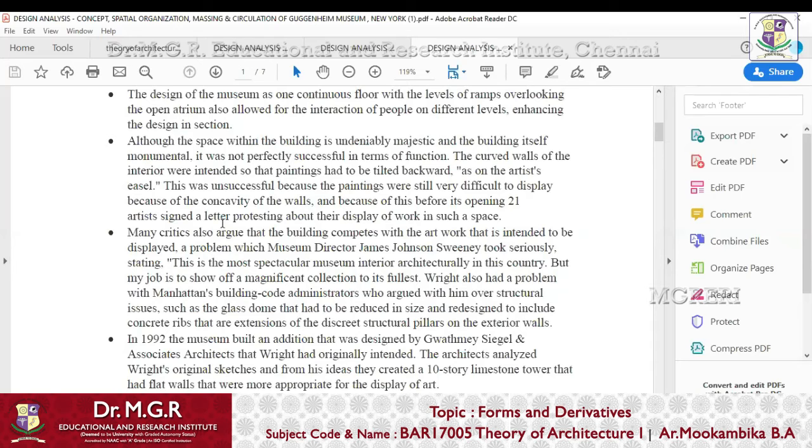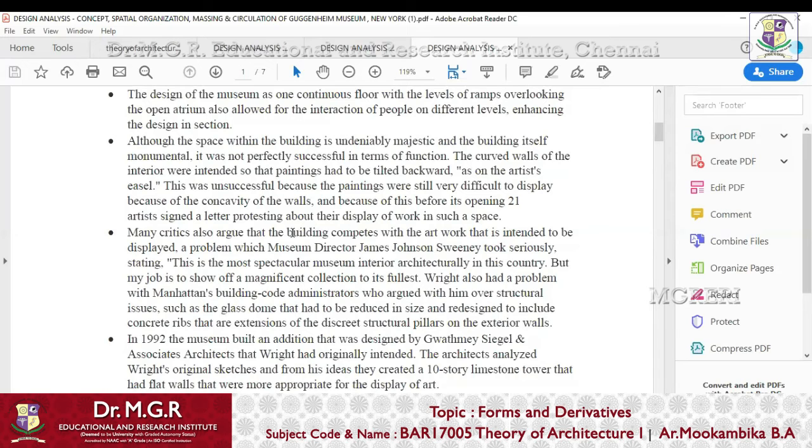Because of this, before its opening, 21 artists signed a letter protesting about their display of work in such a space. See, this is very important. You should think... This is very important. Why I'm reading out this point is that whenever you are designing a building, you should also think about the end users and where it should be used and to whose convenience it should be designed.